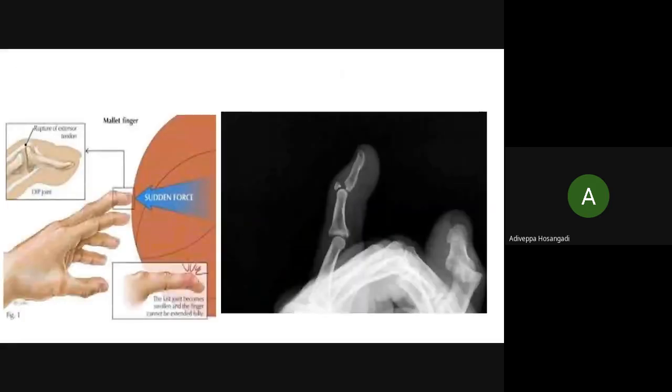See, in mallet finger the distal phalanx is in flexion, like you are drumming. A mallet is used for drumming or hammering. If this has to be kept in flexion, there has to be avulsion of this distal phalanx. Avulsion means there is a tendon attached here. There can be rupture of this tendon, or there can be avulsion with a bony fragment. That is mallet finger.